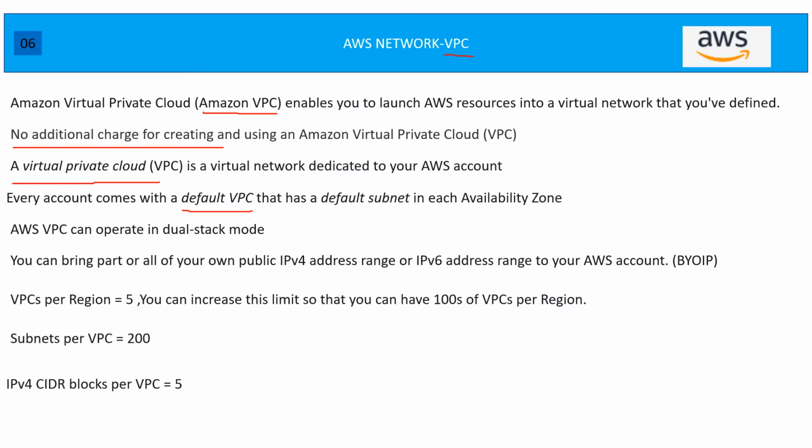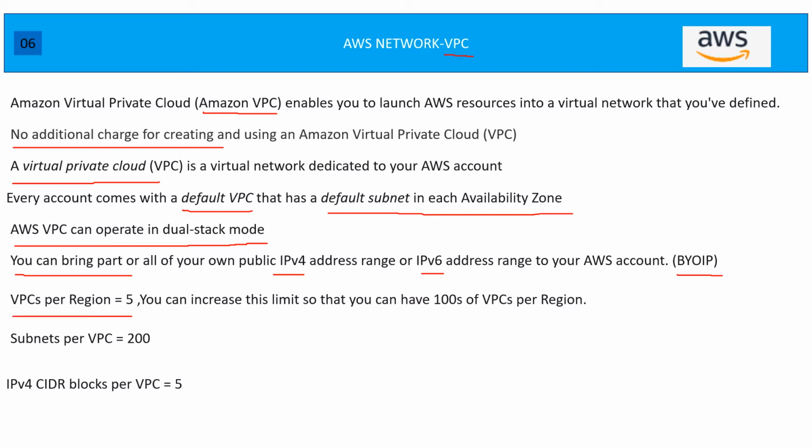Every account comes with a default VPC. Those are not created by you. It comes by default, created by AWS, and has a default subnet in each availability zone. And we will see that when we take a look at the lab. These AWS VPCs can operate in dual stack mode. What it means is you can use IPv4, you can use IPv6. You can also bring your public ranges from IPv4 and IPv6, which we call bring your own IP.